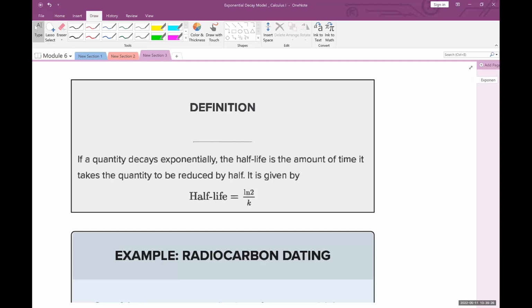Okay. The quantity decays exponentially. The half-life is the amount of time it takes the quantity to be reduced by half. And it's given by half-life as natural log of 2 over K. So what is half-life? Anyone know how to explain it in a nutshell? I'm going to take chemistry, radioactive elements. So what are radioactive elements? What are they doing?